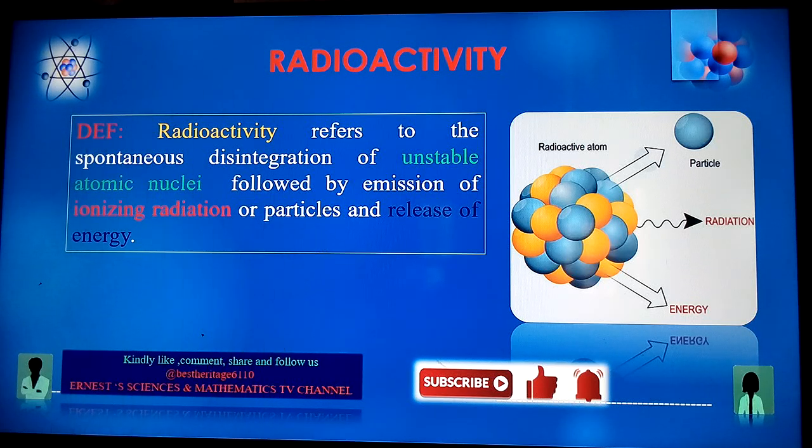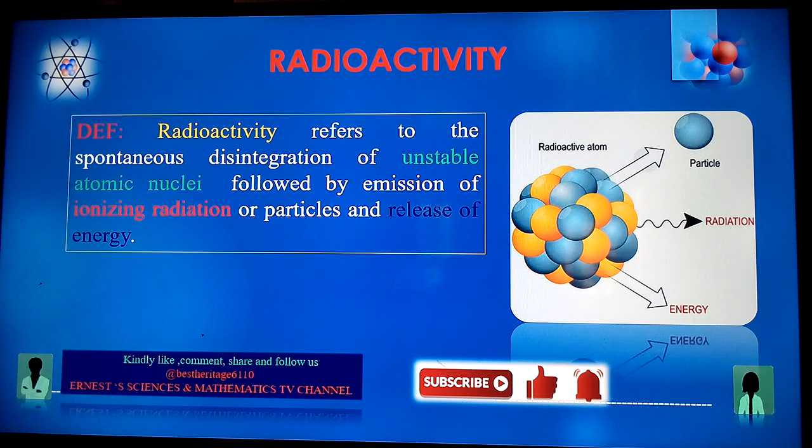Now, alpha particles are released in the form of particles which are basically helium nuclei, as we will see later. Beta particles are electrons which are released, accompanied by a release of energy in terms of electromagnetic radiation. So from this definition of radioactivity, we can see various aspects which assist us to understand deeper what it entails.